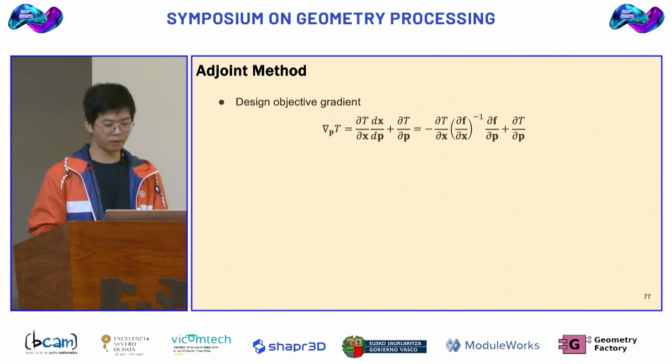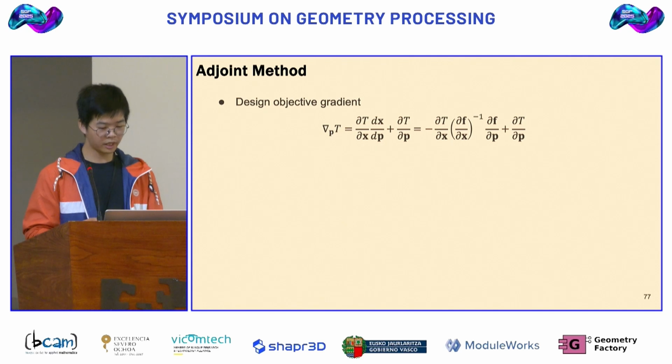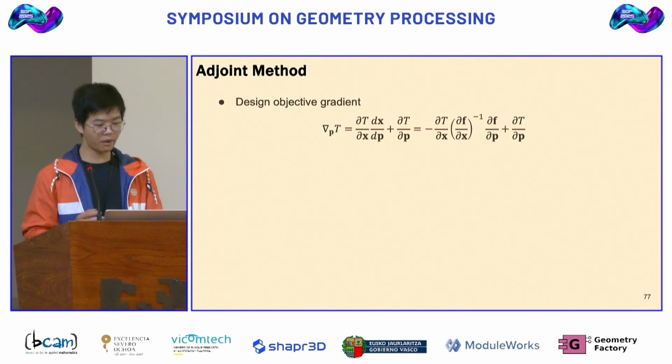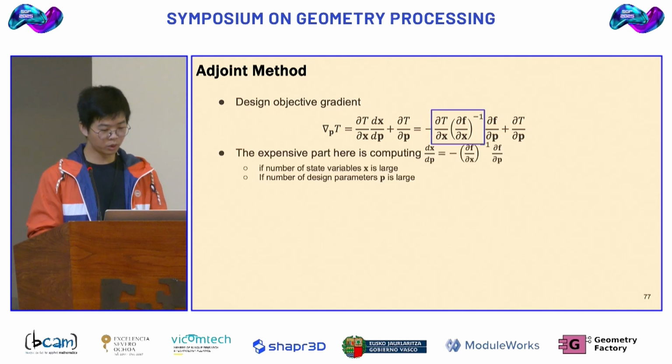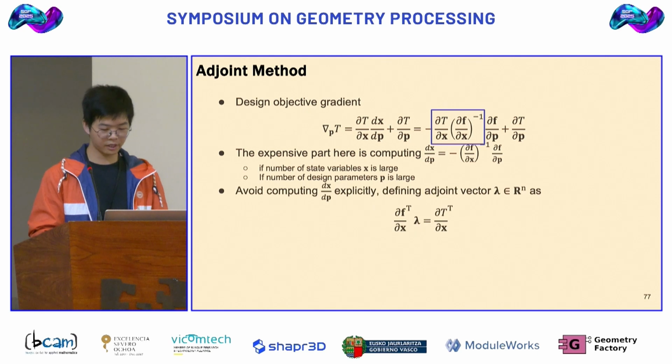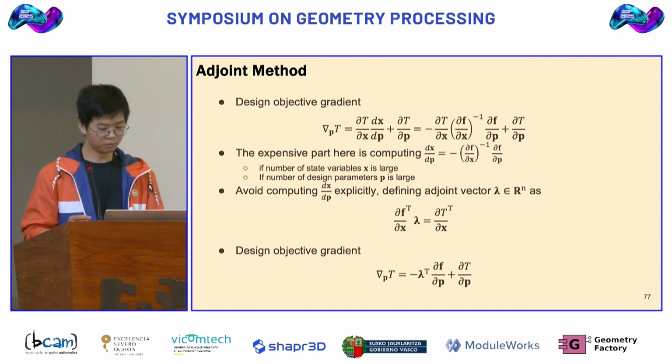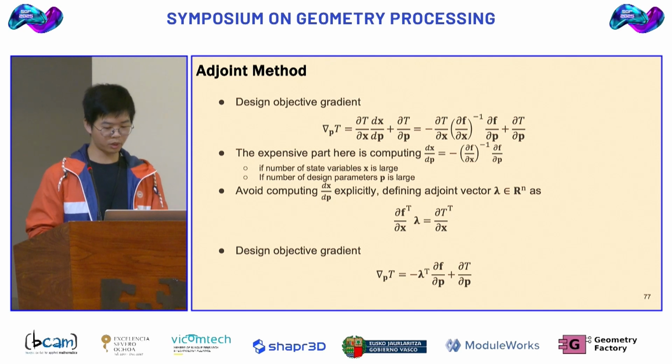During the computation of the design objective, we always have to solve a linear system to get the final gradient. If the number of state variables X and design parameters P are large, it will be very expensive to compute dx/dp for each iteration, since you basically have to solve multiple linear systems. One trick to accelerate the computation of the design objective gradient is called the adjoint method. We could avoid computing dx/dp explicitly. We compute the blue left side of the design objective gradient first, and introduce the adjoint vector lambda as here. Then we only need to solve one linear system because this dt/dx is just a vector. Finally, we can use this adjoint vector to compute the objective gradient.